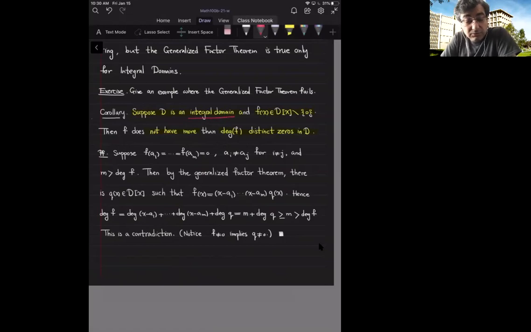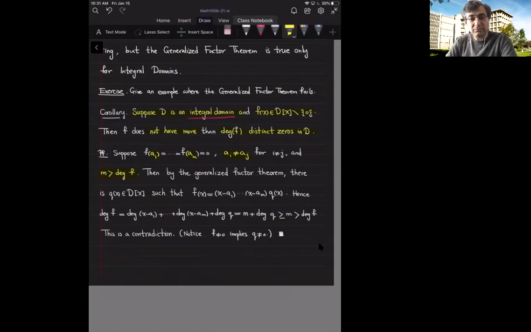Suppose, to the contrary, that we do have distinct zeros a1, a2, ..., a sub m. They are distinct, but the number of them is actually more than the degree of f, and I want to get a contradiction out of it. So we use the generalized factor theorem. Of course, we have distinct zeros, so that would be our first tool to use.